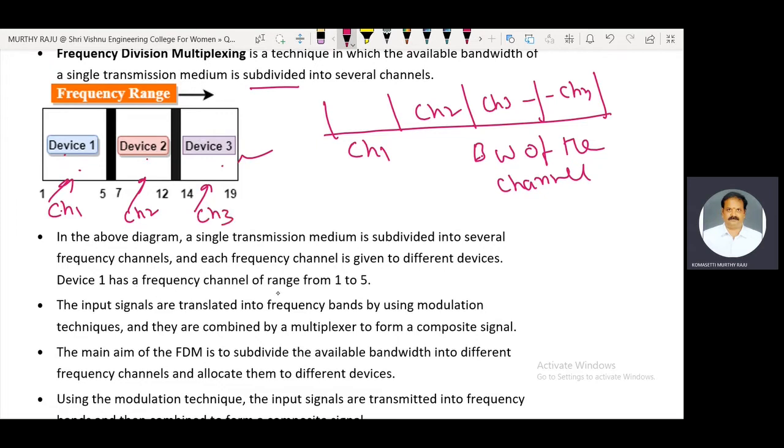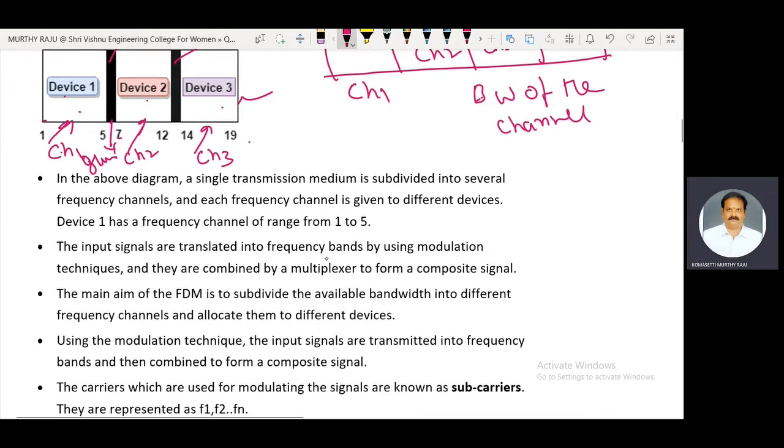Device 1 has a frequency channel with a range from 1 to 5. Some guard band is there to avoid the overlapping of these two channels. Channel 2 frequency range is from 7 to 12. Channel 3 frequency range is from 14 to 19. Between channel 1 and channel 2, and between channel 2 and channel 3, some guard band is there. Due to that guard band, these signals are not overlapped.